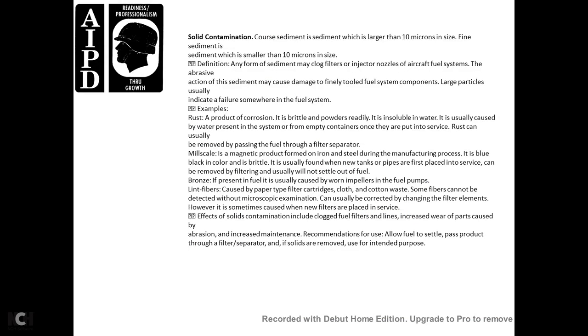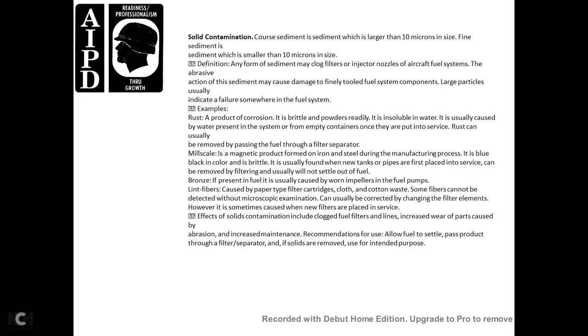Solid contamination: coarse sediments are larger than 10 microns, and fine sediments are smaller than 10 microns in size. Any form of sediment can clog the filters, injection nozzles, and the aircraft fuel system. The abrasive action of the sediment may cause damage to finely tuned fuel system components. Large particles usually indicate a failure somewhere in the fuel system.